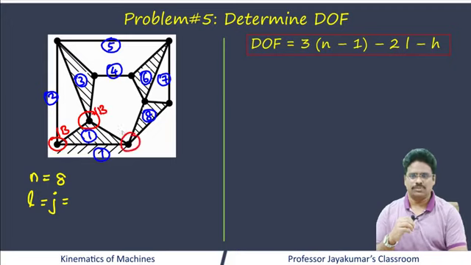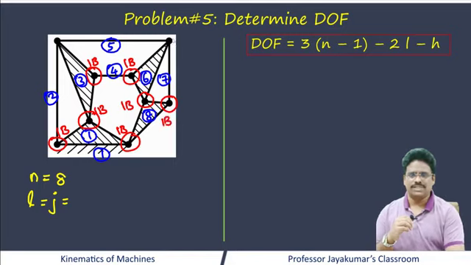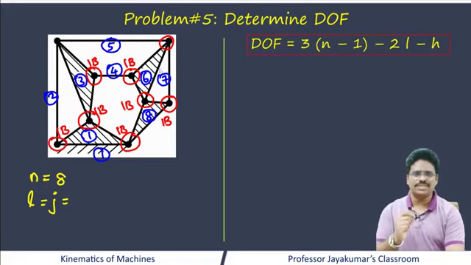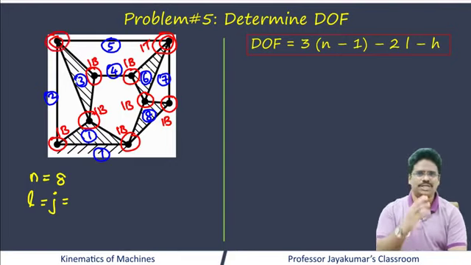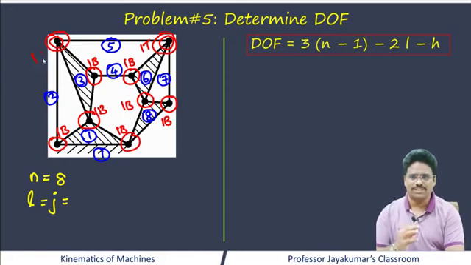One binary, one binary, one binary, one binary, one binary, one binary. What about here? This is not binary. Here we have links 5, 6 and 7 joined at a single joint. What is that name? That name I'm denoting by 2 circles. That is one ternary joint. Same here as well. I have links 2, 3 and 5 joined at a single joint. So here also I have one ternary.